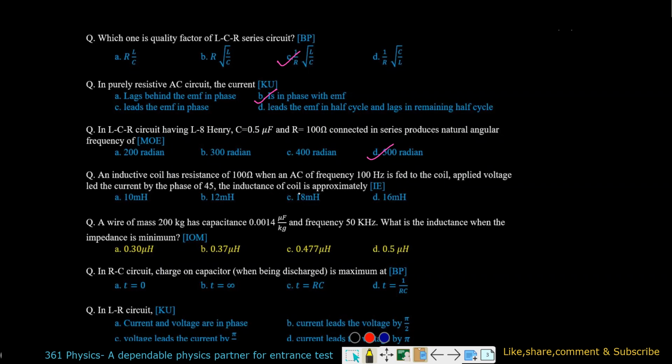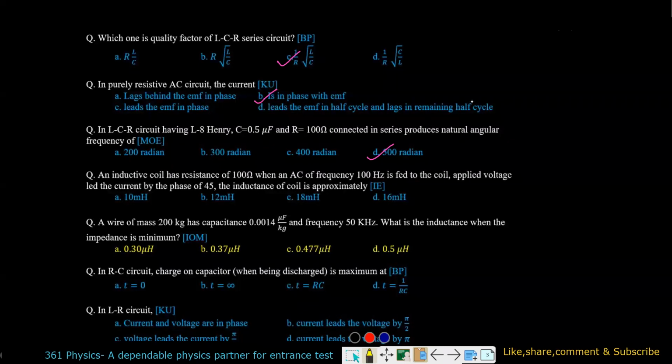Then the inductance of the coil is approximately, okay, so resistance दिएको छ, frequency दिएको छ, phase angle दिएको छ. If all this information is given to you, then your calculation is going to be so easy. You just need to put all these parameters there and obviously you are going to get the result value. Okay, so let me just calculate this one.